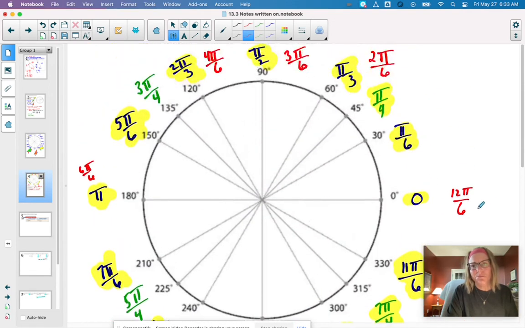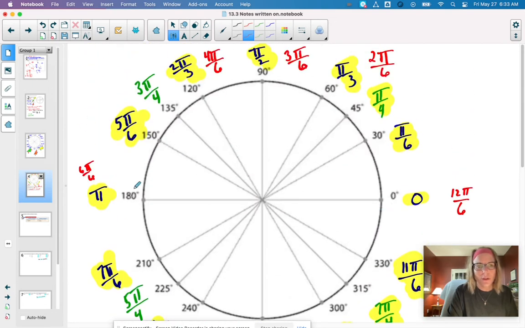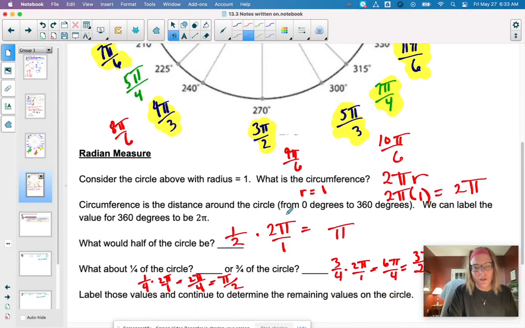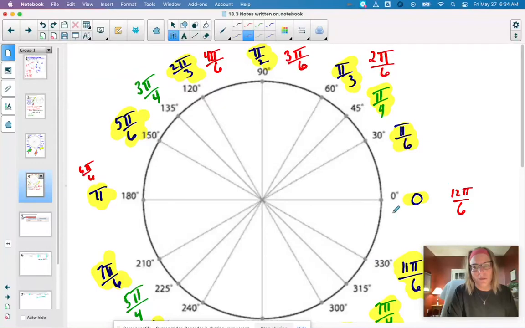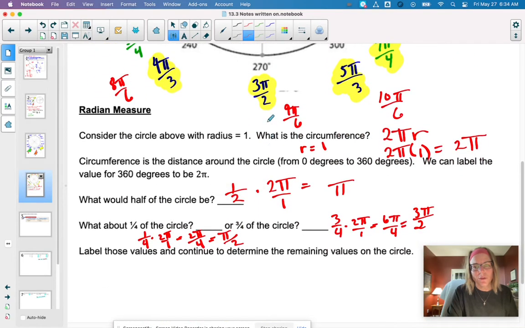So like we said, 0, there's our starting point. If we go all the way around, we're going to end at 2 pi, which is the same thing as 12 pi over 6. So half of a circle, you'd go from 0, there's our pi. A fourth of a circle, we'd go from 0 to pi over 2, which is right here. And 3/4 of a circle, we go from 0 to 3 pi over 2.